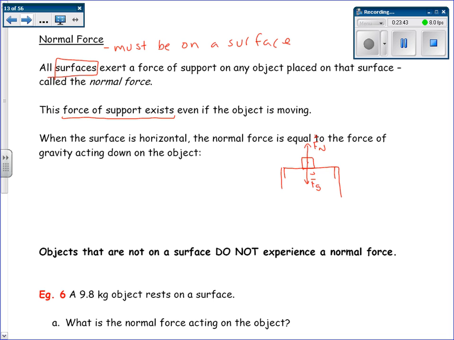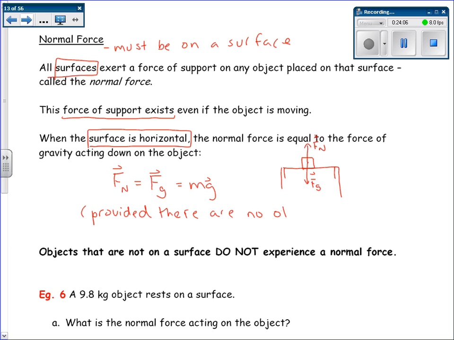And we established that already when we're working with net force. Fg and Fn were equal. So as long as you are on a horizontal surface, Fn is simply equal to Fg, which is mg. Okay? And this is provided there are no other vertical forces. If there's other vertical forces, that's different, and we'll talk about that in one of our examples.